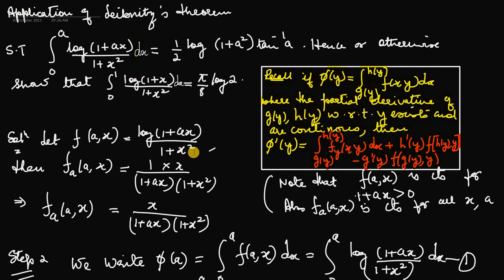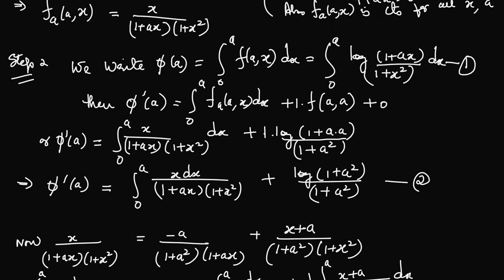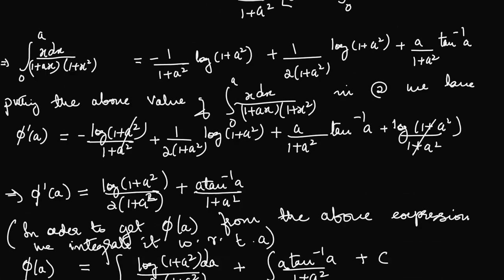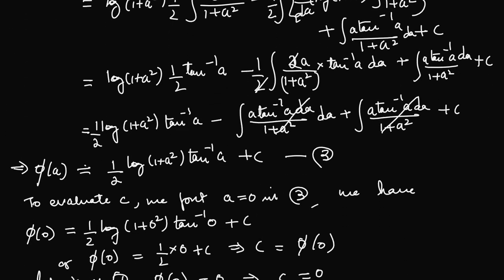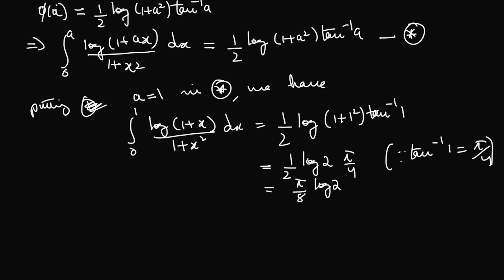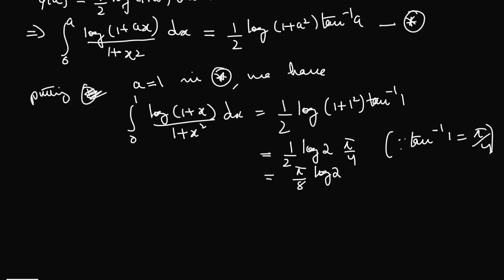If the function is not continuous at some point in some interval, then in that case we cannot apply the Leibniz theorem. But in this case, for all x and a where 1 plus ax is greater than 0, we can apply this Leibniz theorem. So I hope it will be clear regarding this particular problem, which is the direct application of that Leibniz theorem of integrating the given function using this one.